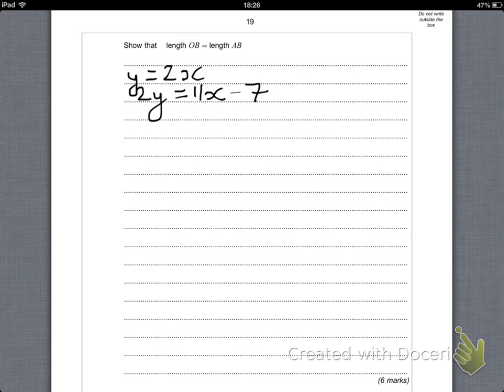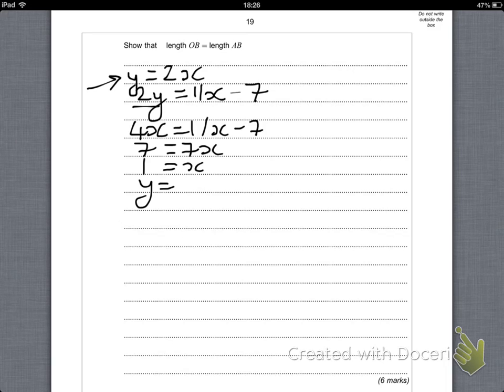So it already tells us that y equals 2x. So 2 times y is 2 times 2x, so you get 4x equals 11x minus 7. If you put your 7 on that side and your 4x on the other side, 11x take away 4x is 7x, which means that x is 1. And if we substitute it back into the first equation, it also means that y is equal to 2. So our first coordinate point is 1, 2.